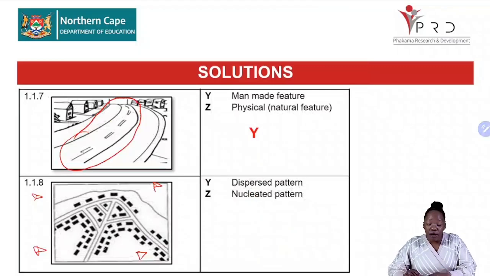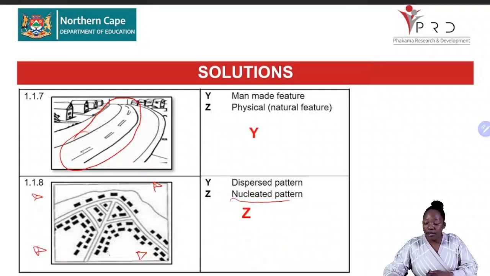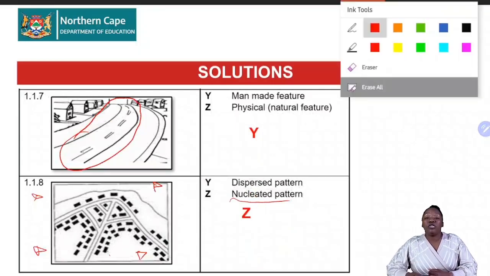So therefore, we're looking at this picture. These blocks represent the buildings and they are close to each other. So if they are close to each other, it means the settlement, we say it's nucleated. Our answer is Z. And again, if you don't want to say nucleated, you then use the word clustered. Then by now, you're supposed to have 8 marks.